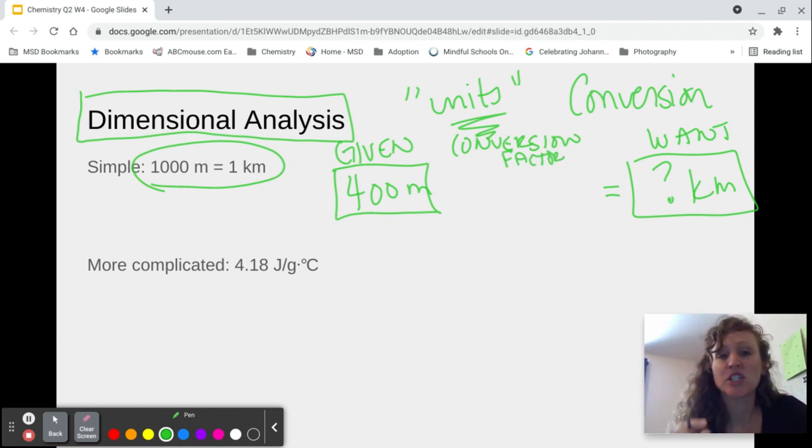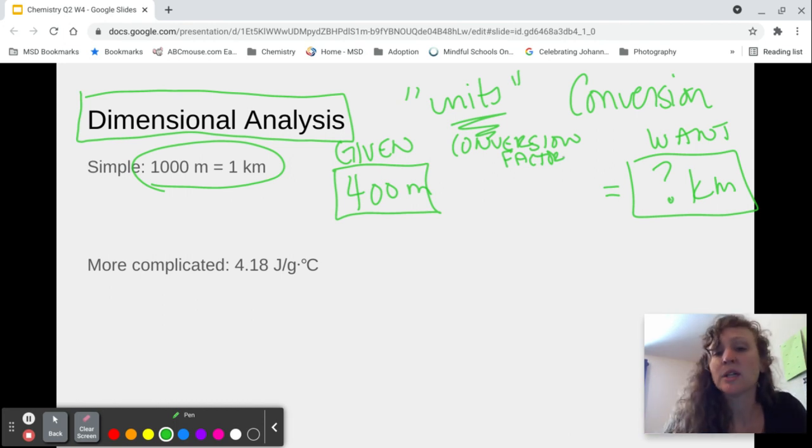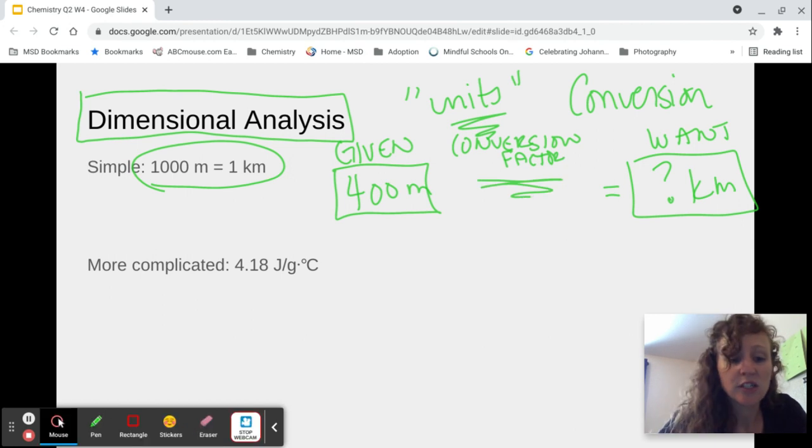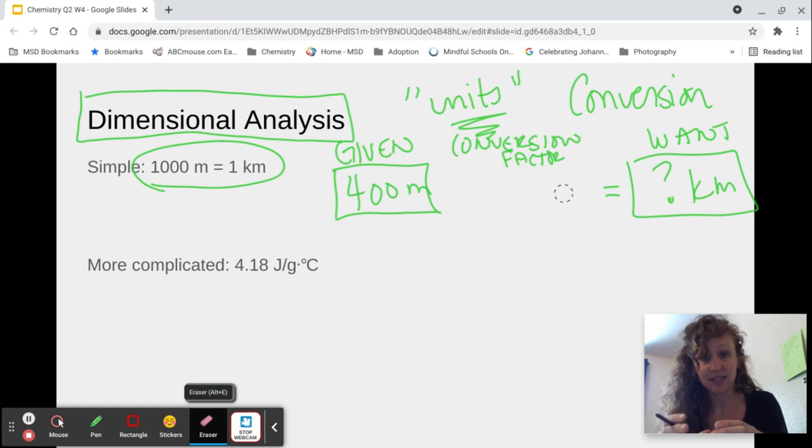Now, we're not actually changing the amount that we're given, right? We start with one high school track. We end with one high school track. All we're doing is we're talking about the units differently, right? First, we're talking about it in terms of meters. Next, we're talking about the exact same distance in terms of kilometers. So in the middle here, we're going to set up a conversion factor. And this conversion factor is going to convert us out of meters and into kilometers without actually changing the distance that we're talking about, right? We still want to end in a track.